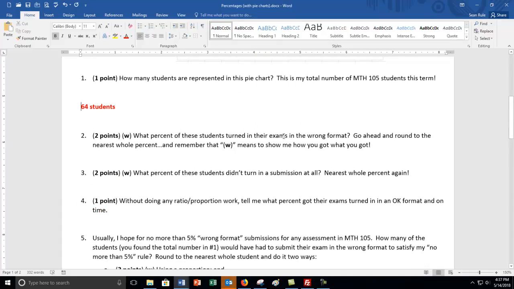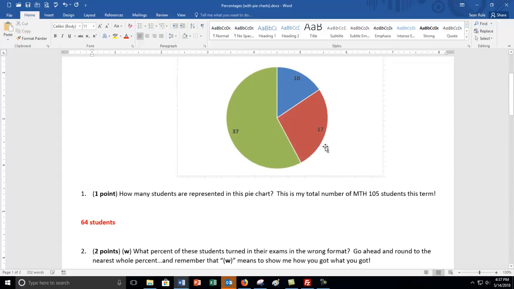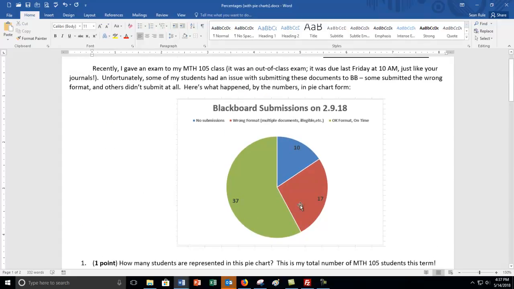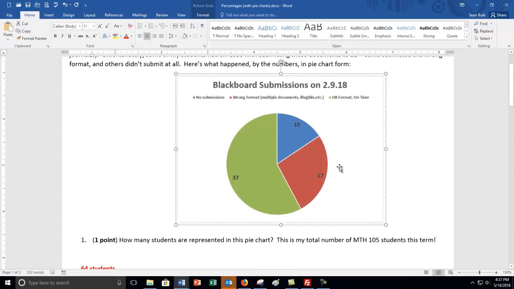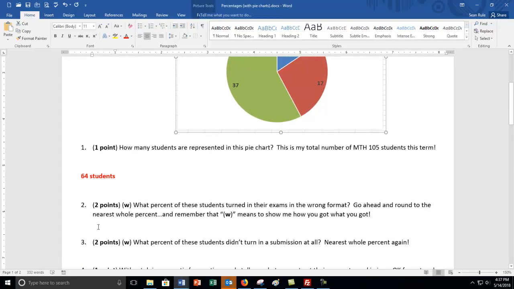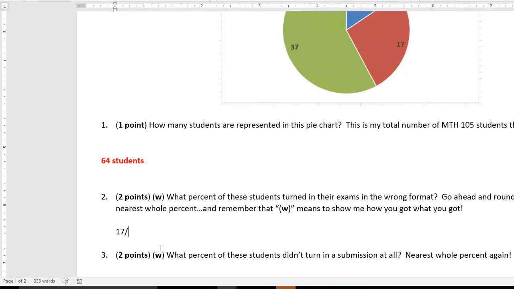What percent turned in their exams in the wrong format? Okay, so wrong format would have been the red slice. So that's 17 out of the 64. Now, as a percent, you'd have to figure out, okay, what is that out of 100?